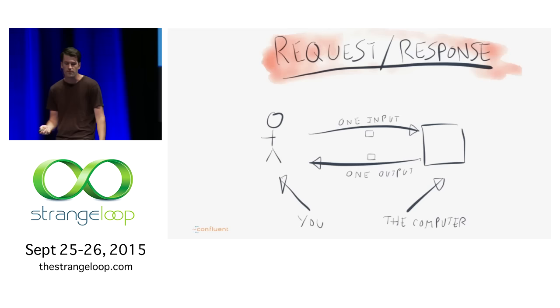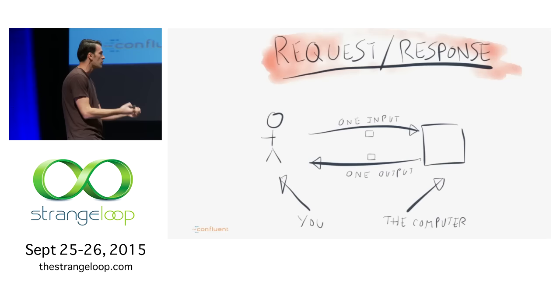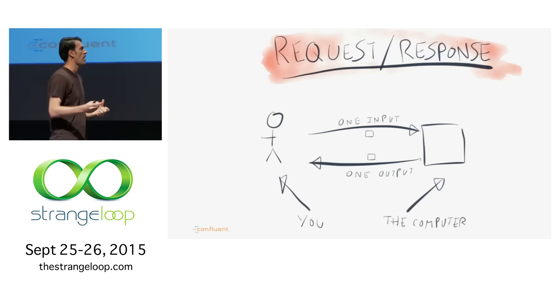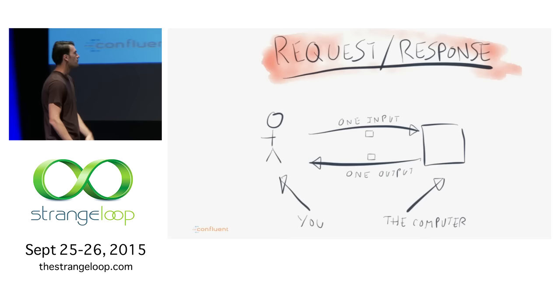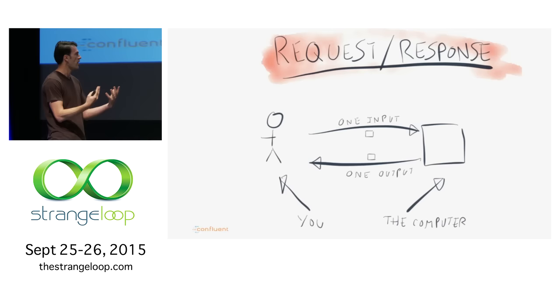So request-response, this is HTTP, a REST service, pretty much most of the things people make. Somebody sends you a request, which is really one chunk of data, one input, and you send back one output, one response. Of course, there's lots of these requests. And this is really the way most systems are built, at least the interactive part of it. And usually, this is synchronous. Like when I send you my request, I'm actually waiting for the response.